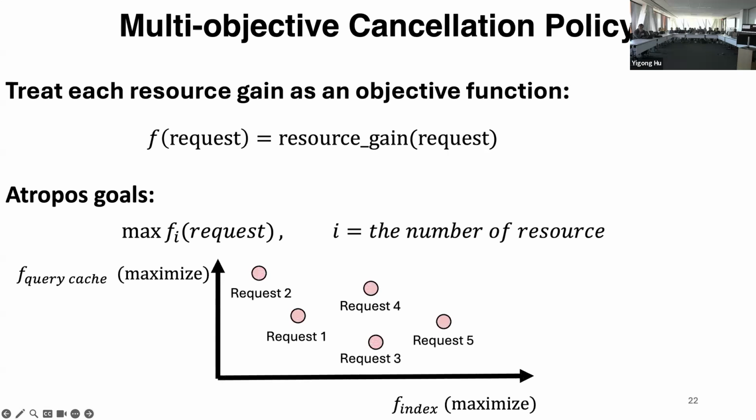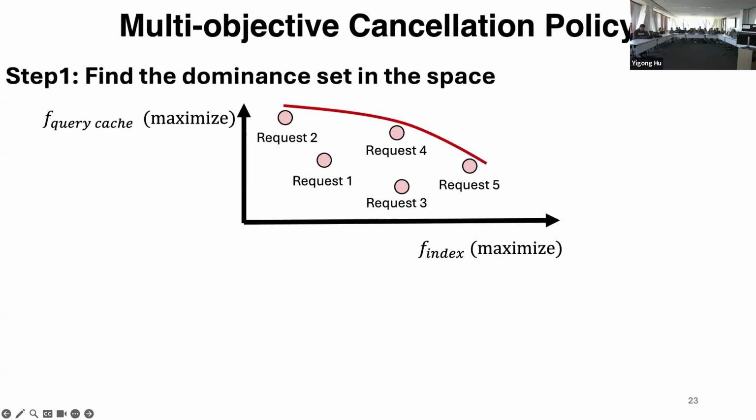Let's see, we just have two resources, and each request can have a resource gain for the query cache and the index. So we can see that request 2 or request 4 is definitely better than request 1. It dominates request 1 because in both resources, it can get more resource gains. So then we just need to find what we call the dominant set, the Pareto front in this design space, and all the requests here are dominant and better than other requests.